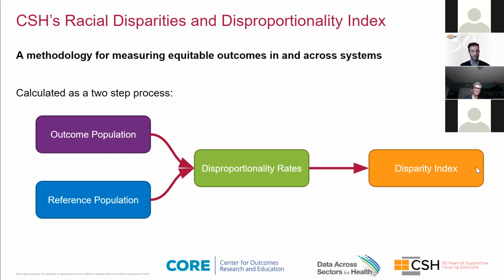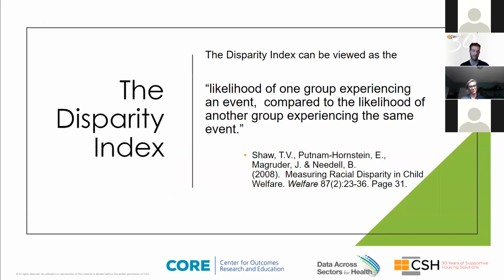And next slide. So when we talk about the index, we can interpret that as the likelihood of one group experiencing an event compared to the likelihood of another group experiencing the same event. This is actually taken out of some academic work that was done in child welfare, but we find it's really helpful as a lens to apply to a lot of different systems.